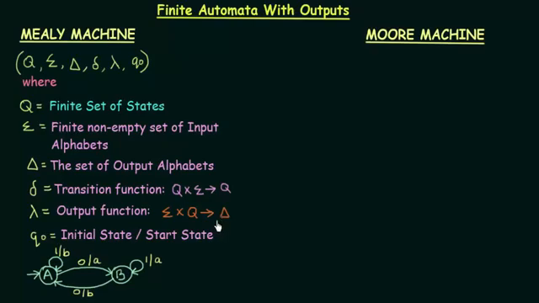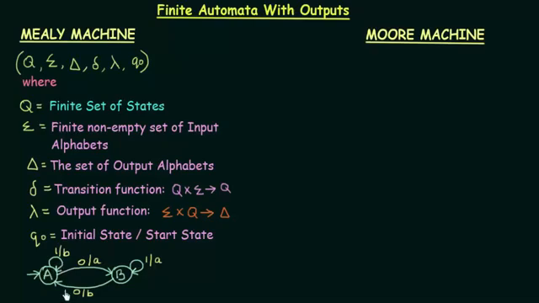Now what does this mean? This means that the output of this Mealy machine will be defined by the state that it is currently in and the input symbol associated with that state. This will become clear to you when we see the example. And Q naught is the initial state or the starting state.